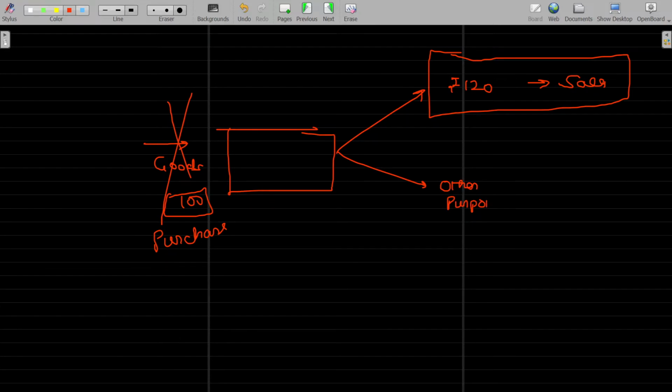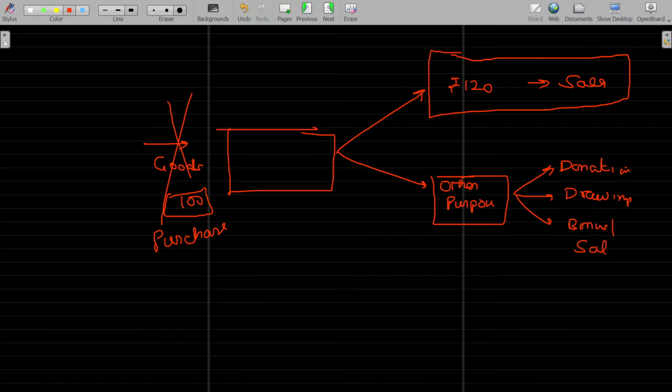meaning other than sale, like charity, donation, or it may be taken by the owner, named as drawings, or given to the employee as an appreciation bonus, that is called bonus or salary, or used for office purposes, office expenses. Okay, in all these scenarios, other than sale, the purchases account will always be credited.